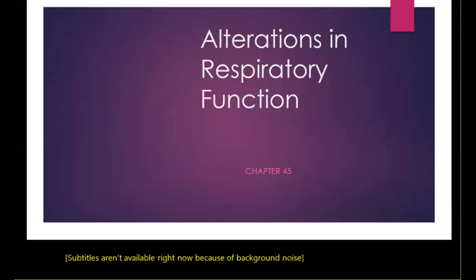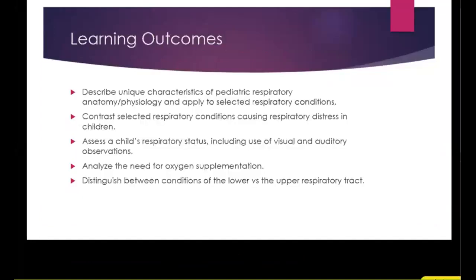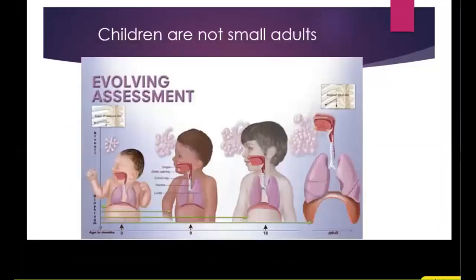Hey class, this week we're going to do respiratory, which is chapter 45, and I'll have this divided into at least 2 sections. So we're going to look at some of the unique characteristics of the pediatric respiratory system, some things that make them special anatomically and physiologically. And we're going to start looking at some different disease processes that commonly affect children and go from there.